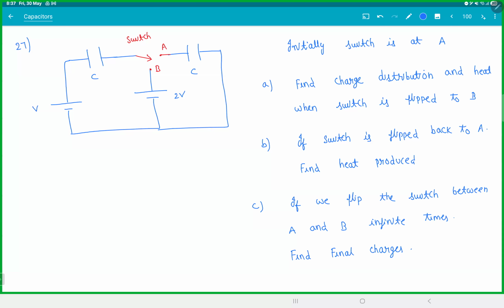How do we start? First draw the circuit when it is connected to A, and find the charges. Then you switch it to B, draw the circuit. First draw the circuit, always.